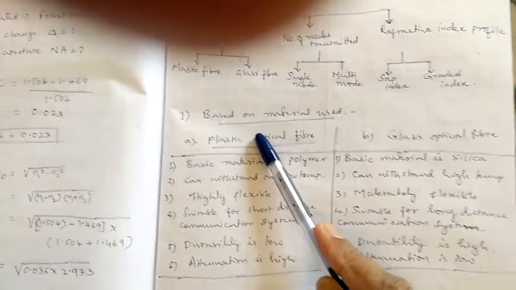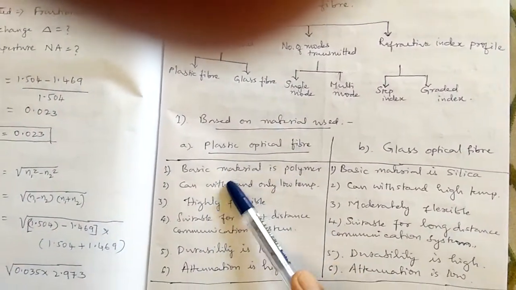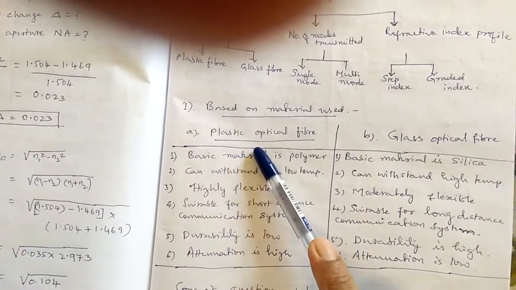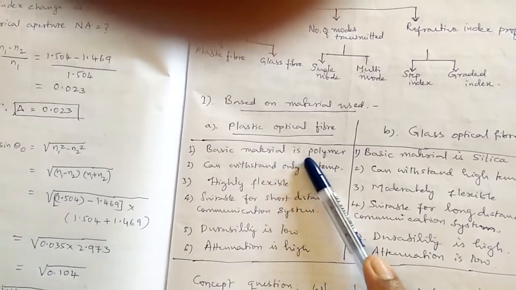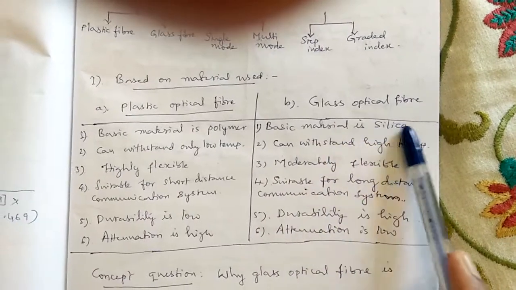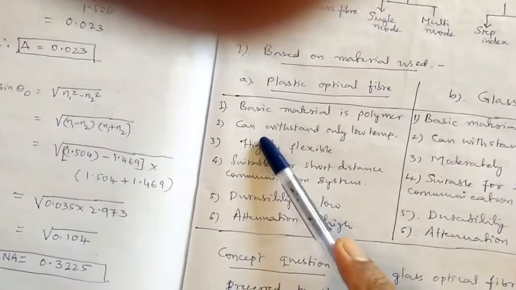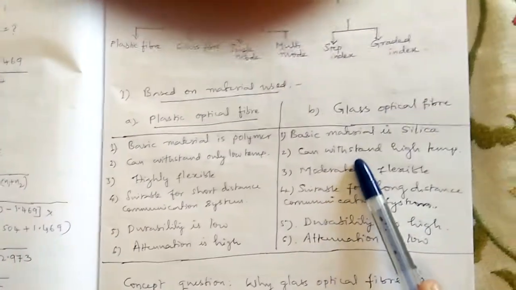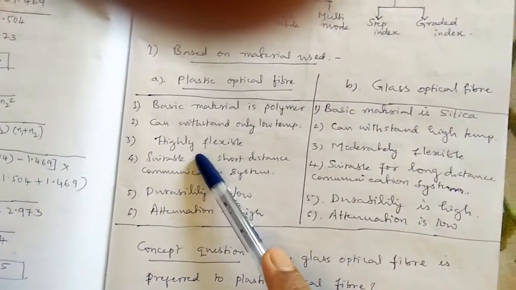Okay, based on the materials used, in plastic optical fibers, the basic material is polymer. We know that plastic is a polymer, an organic material. In glass optical fiber, the basic material is silica, that is silicon dioxide. Plastic fiber can withstand only low temperature. Glass fiber can withstand high temperature.